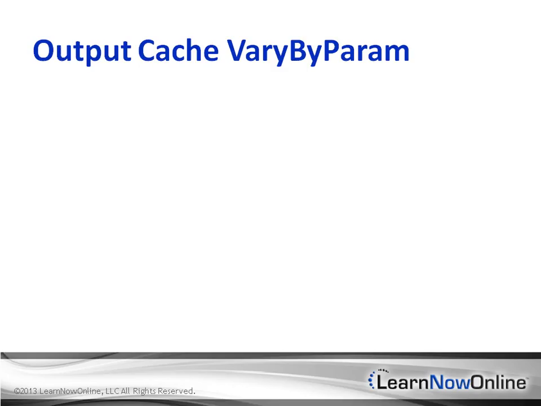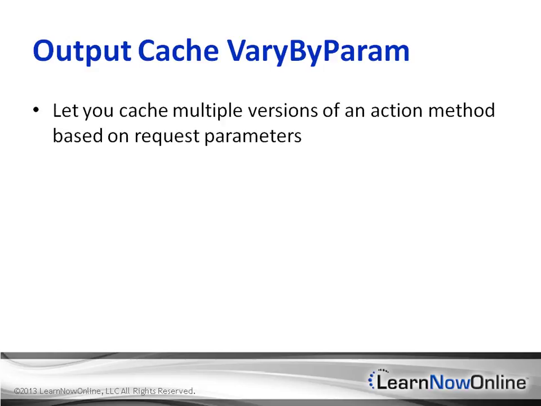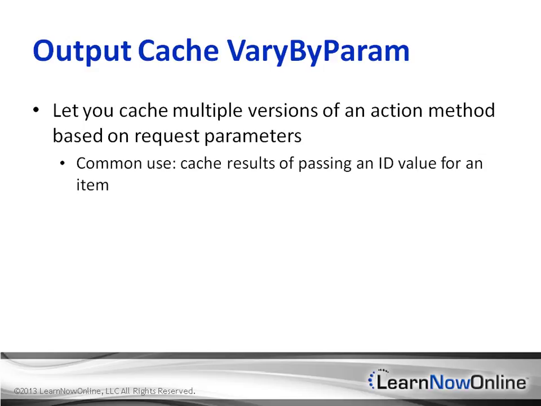Another one of the output cache options is vary by param. This lets you cache multiple versions of an action method based on request parameters. So a very common use for this is to cache the results of passing an ID value for an item, customer ID, a product item, any kind of individual item that you want to display information about within the view.